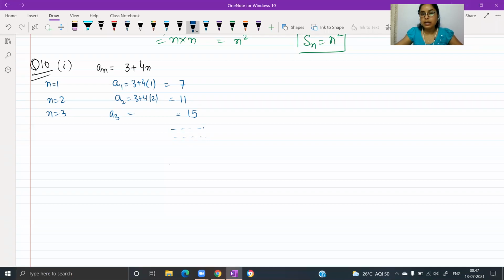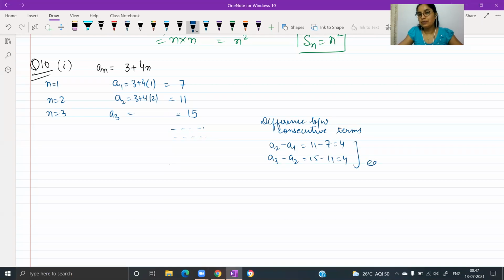So from here, look at the difference between consecutive terms. Back to exercise 1, this is what we did there, the difference between consecutive terms. So A2 minus A1, we have 4. A3 minus A2 again is 4. So these differences are equal. Therefore, the terms we obtained, A1, A2, A3, and so on up to An, form an AP. After this, we have to find out the sum of 15 terms.